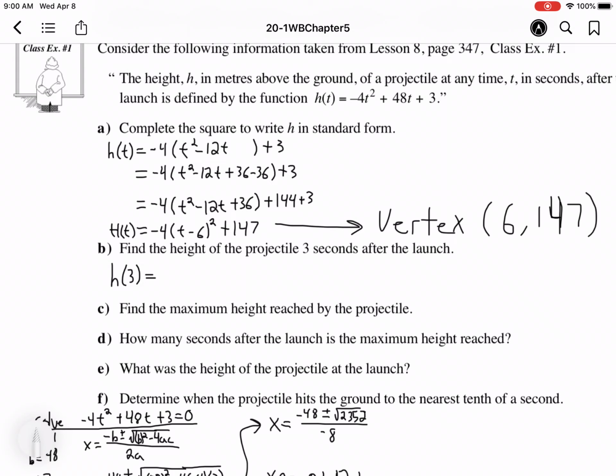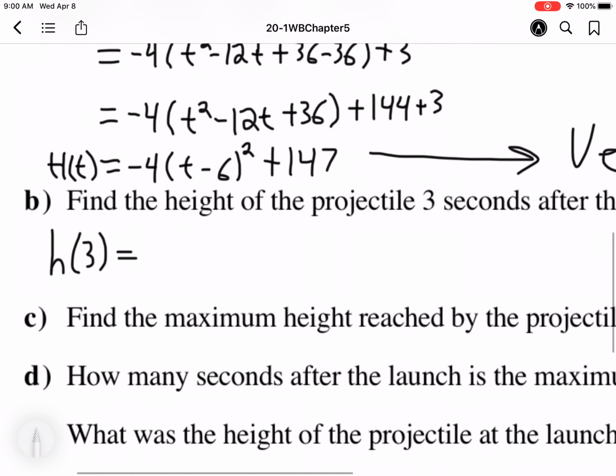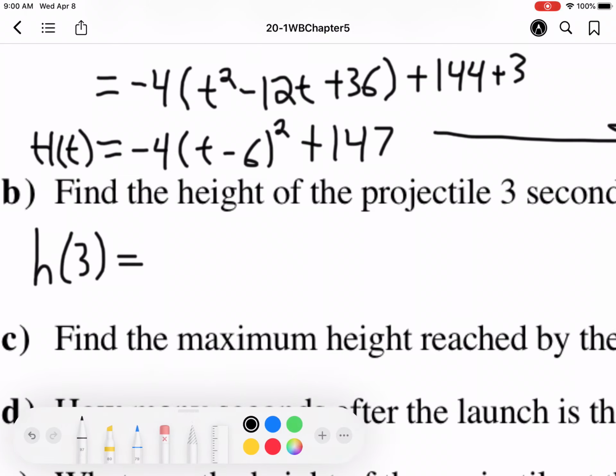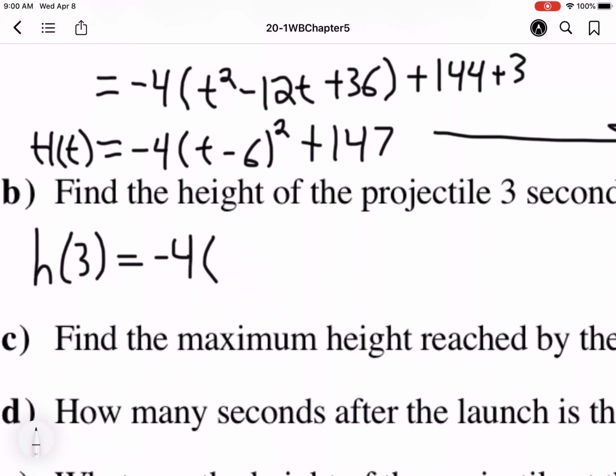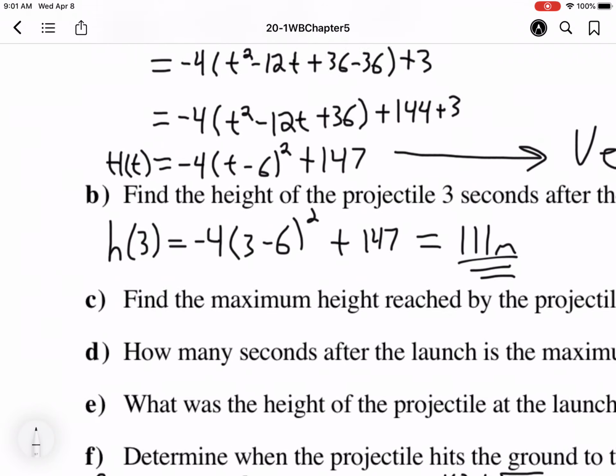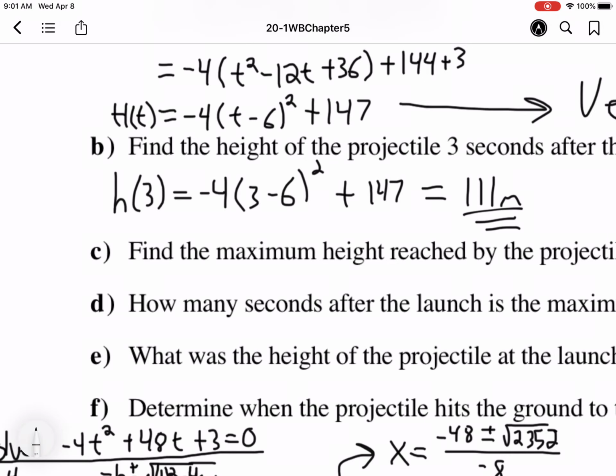Okay. So find the height of the projectile after 3 seconds. If it's after 3 seconds, we just put in 3 for the seconds. And we'll just use the equation we just made, right? So we say h(3) = -4(3 - 6)² + 147, which we can, of course, just punch into our calculator. Gives us 111 meters. Okay, 111 meters. All right, and then we check it.